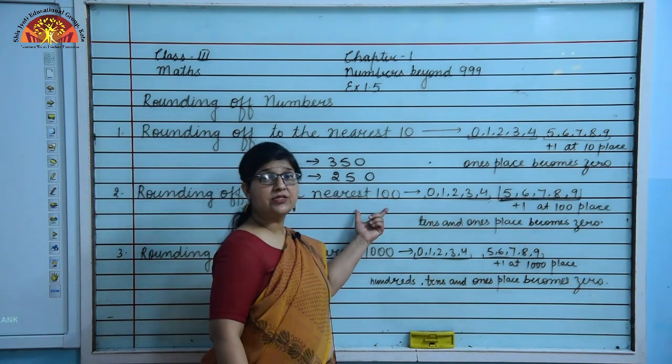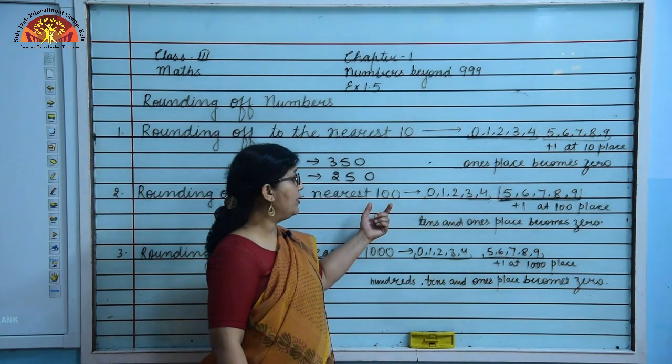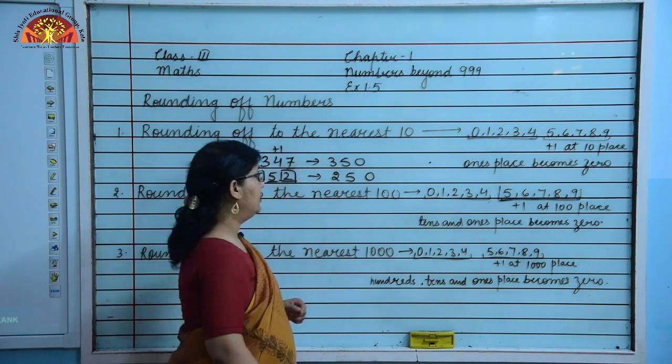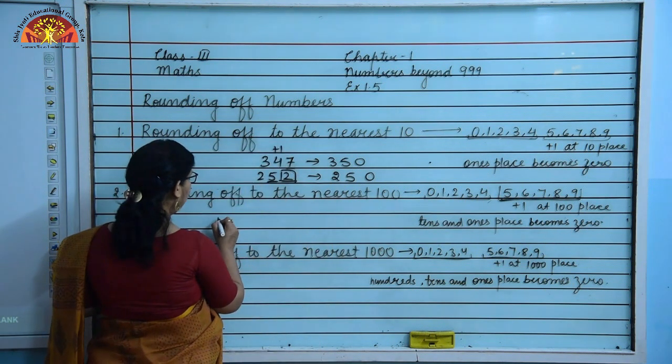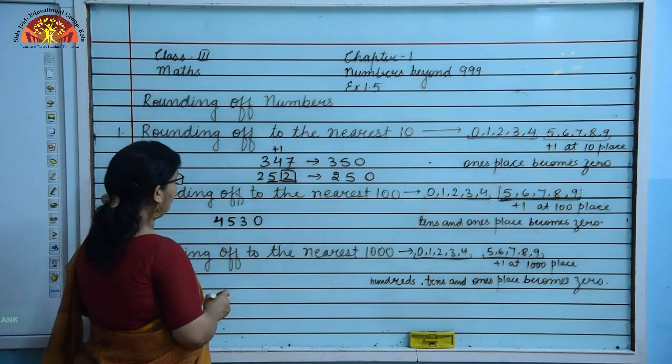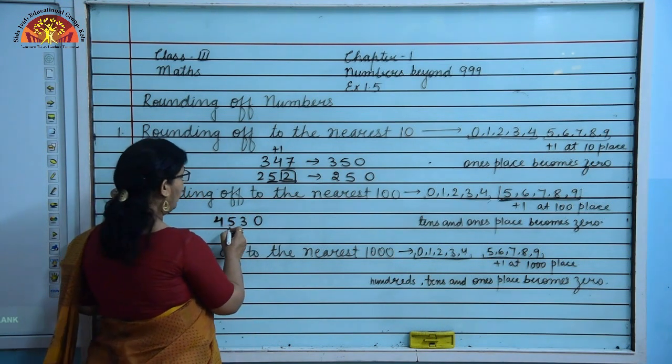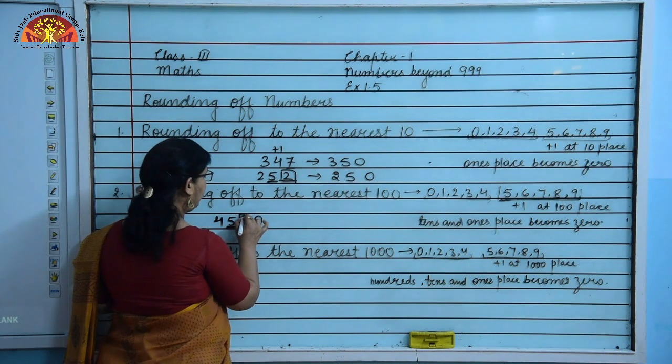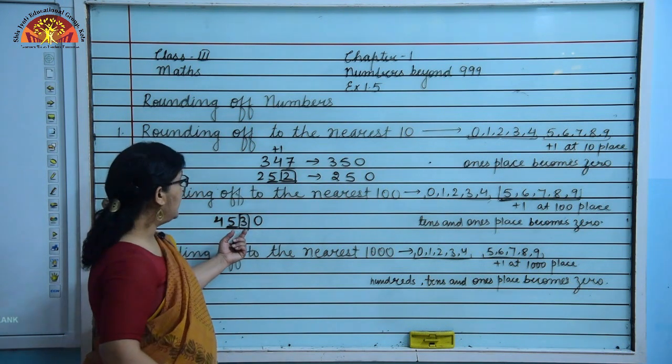Now students, rounding off to the nearest hundreds place. To round off the hundreds place, we observe the tens place of the number. Suppose we have number 4530. Now we want to round off the hundreds place, so we observe the tens place. It is less than 5.